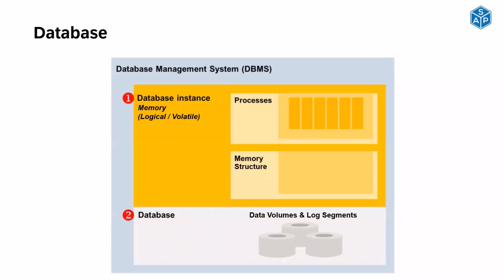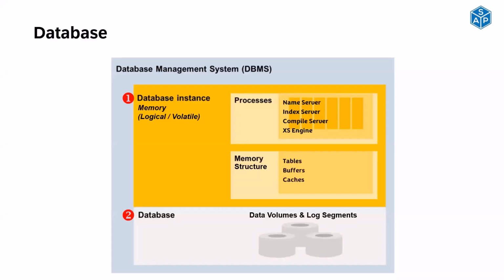What is there in the memory? The memory is divided into two parts: the processes and the memory structures. The processes are, for example, your name server, index server, compile server, access engine. These are all the different processes loaded into the memory. As soon as you start the database, they are loaded from your hard disk, and along with the processes, memory structures are created.